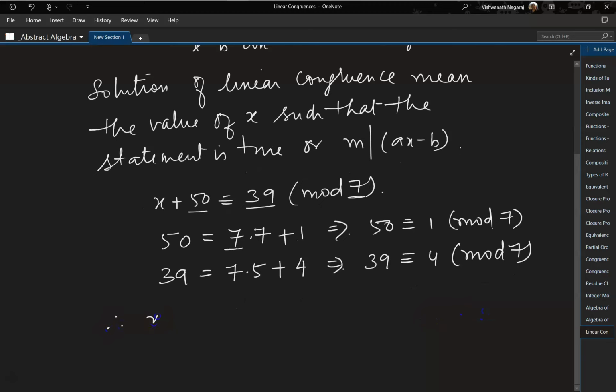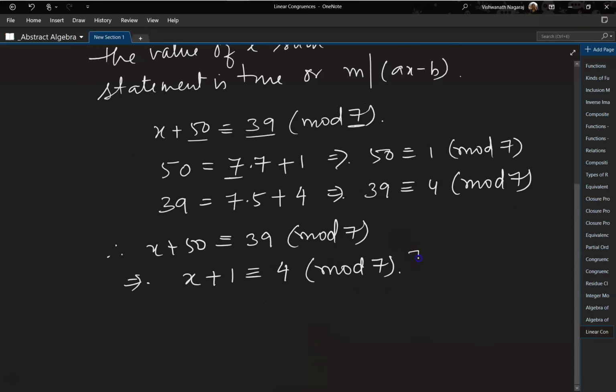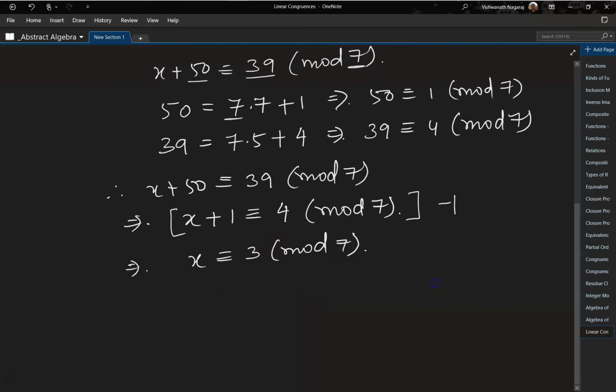So X plus 50 is congruent to 39 mod 7 implies X plus 1 is congruent to 4 mod 7. Now we subtract 1 from both the sides. So we end up with X is congruent to 3 mod 7. So we have got the value of X.